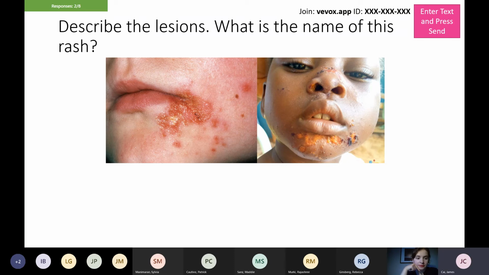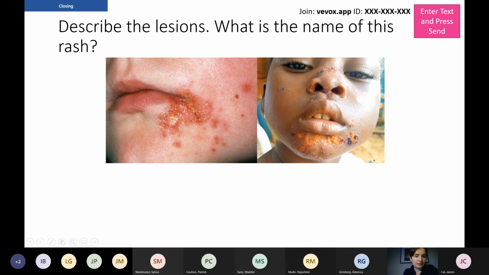Okay, we've got a few responses trickling in, but maybe we'll just wait a little bit more to get some more. Just have a pop. Even if you don't know what's going on, just describe what you're seeing. Yeah, so Sylvia's put in the chat, orange or red papules crusting around the mouth. So if you don't immediately know what something is, describing it is really good. And don't worry, it's fine that we're on Vevox. Let's just see what we've got, James.